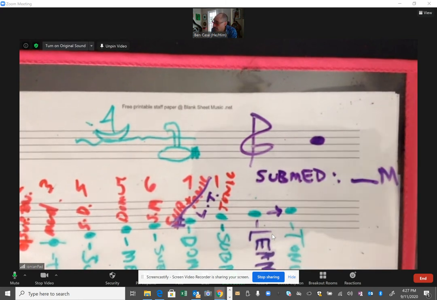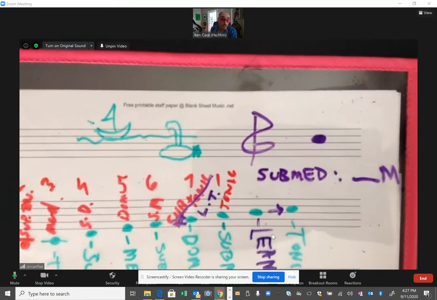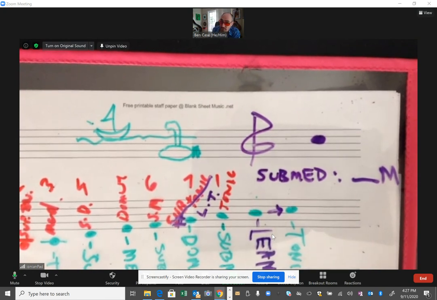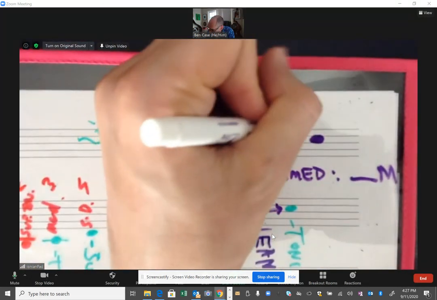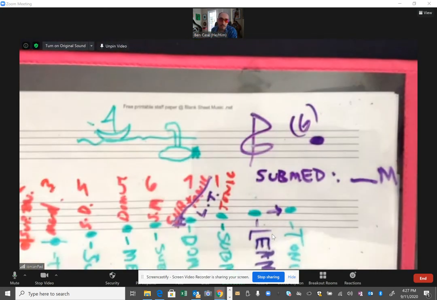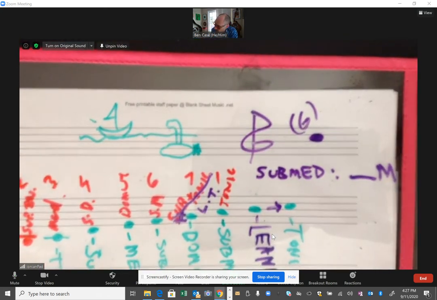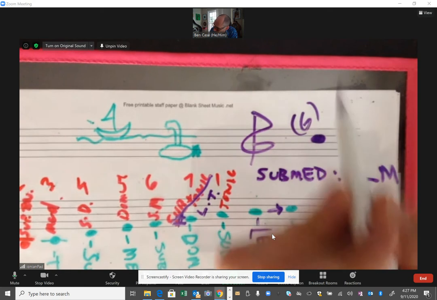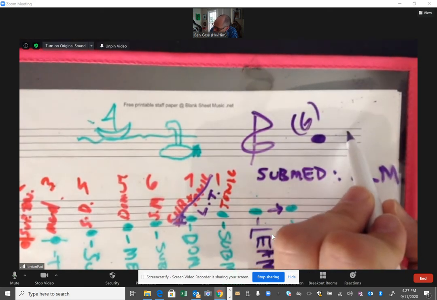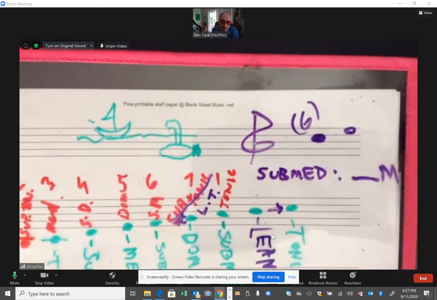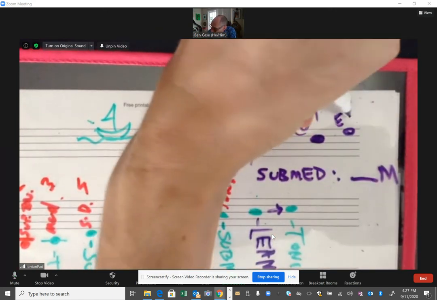Well, think about your numbers. Or if you're thinking solfege, do, re, mi, fa, sol, la, ti, or if you're thinking 1, 2, 3, 4, 5, 6, 7, what number is that submediant? Well, that's going to be your 6. And you can even put that in parentheses if you need to. So if that's your 6, 6, 7, 8, and then you just count up. So the answer is going to be E-ish.